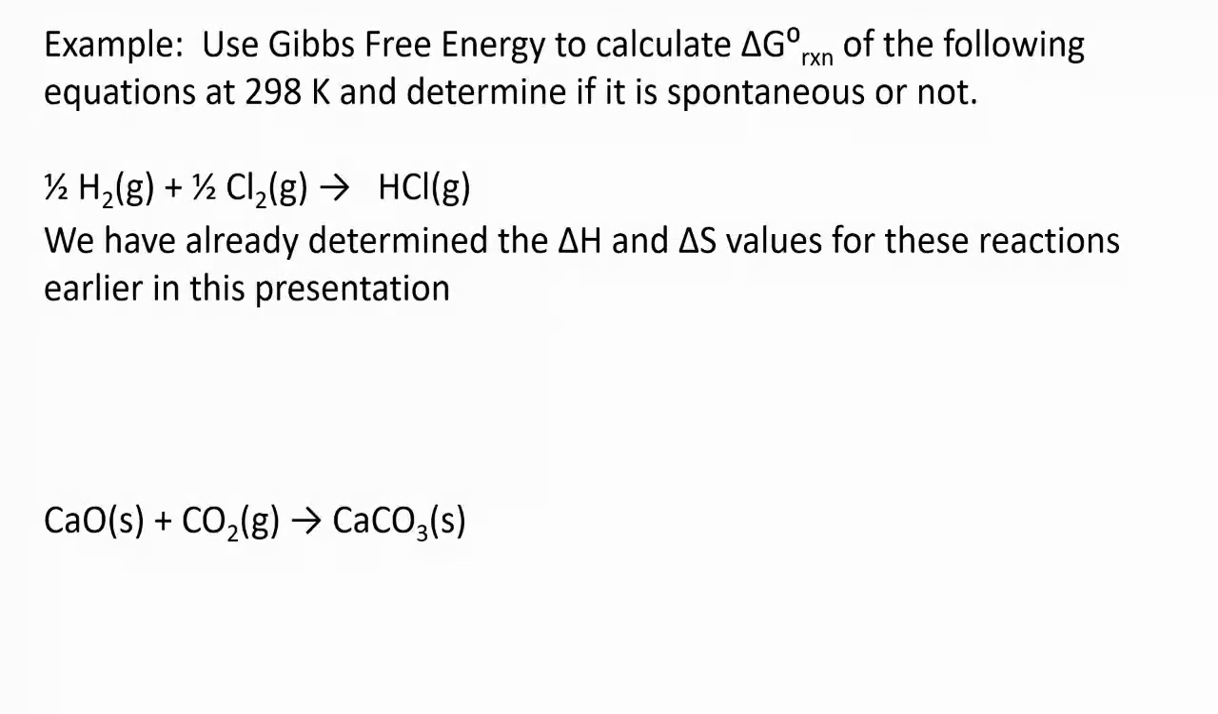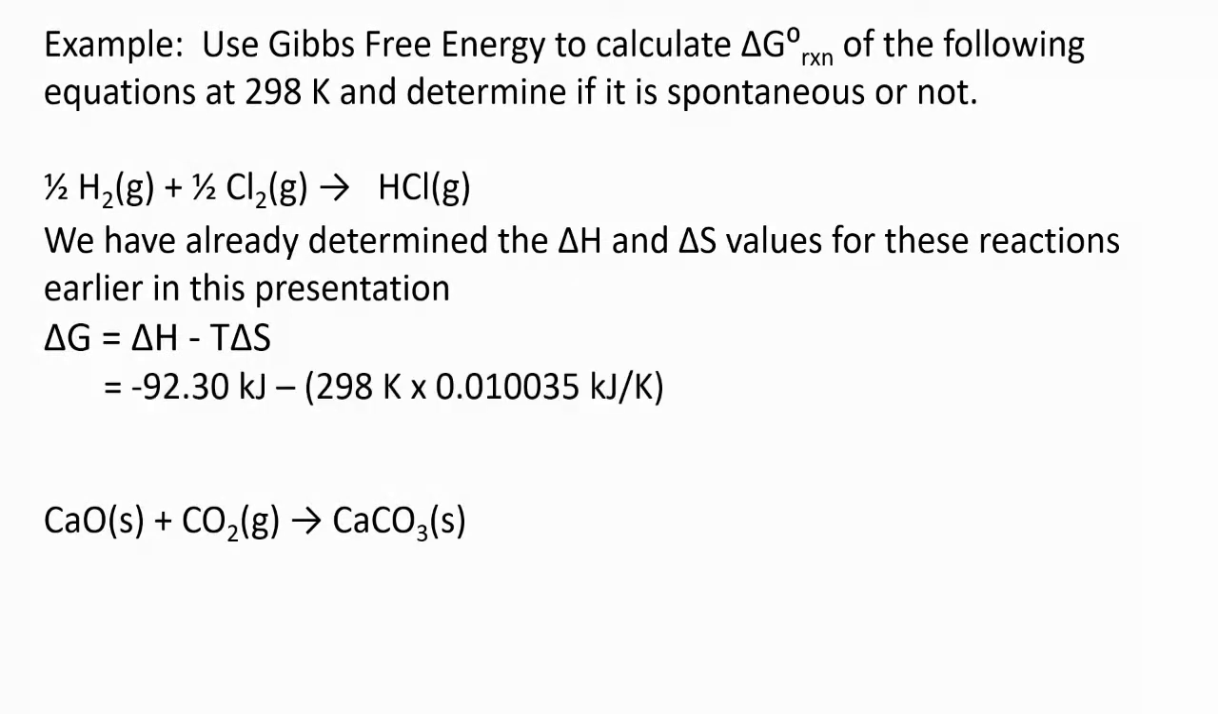So we've already determined the delta H and the delta S values for both of these reactions in earlier presentations. So just go back to your notes and look up those values. Delta G equals delta H minus T delta S. My delta H we've already determined to be negative 92.3 kilojoules. My temperature is at 298 Kelvin, all right?